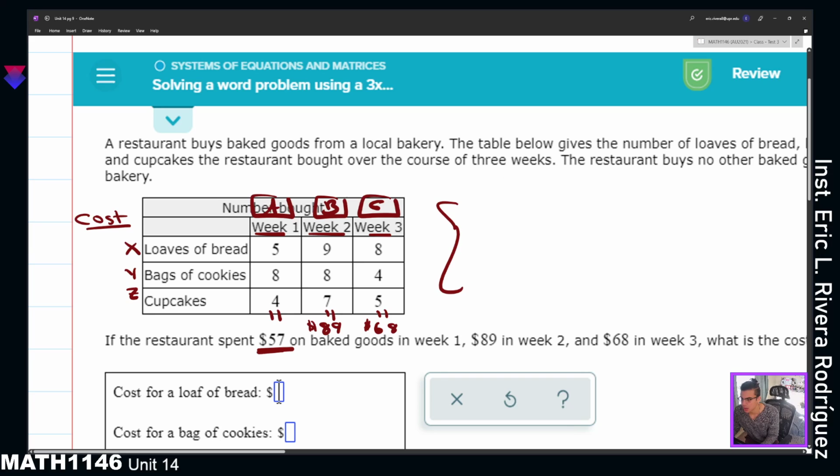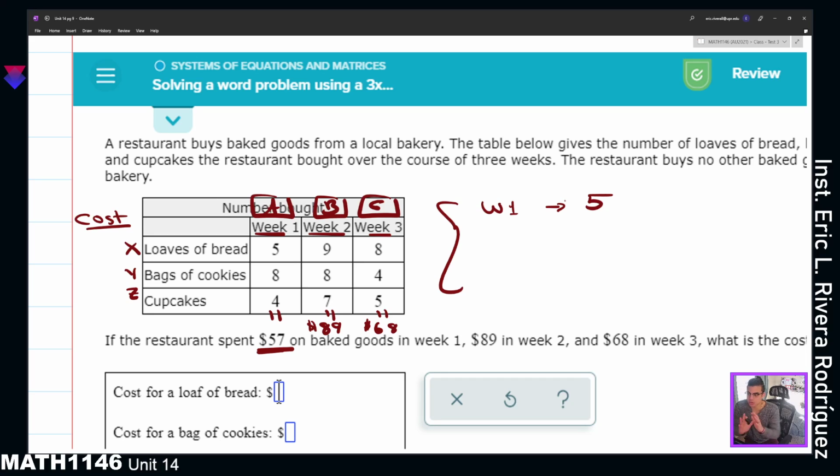Okay, so from week number 1, the equation that we got, equation A, it will be, remember that what we are getting as a result from each week is the amount that the restaurant spent.